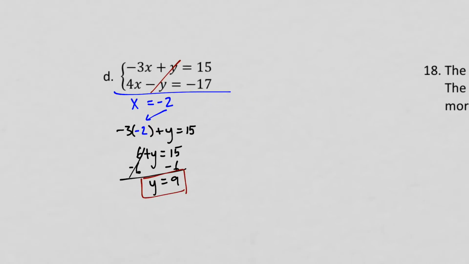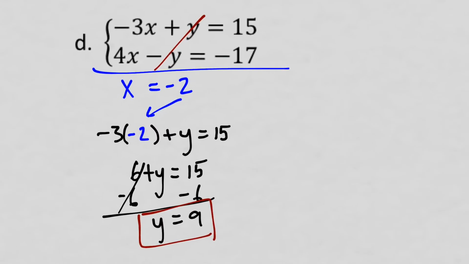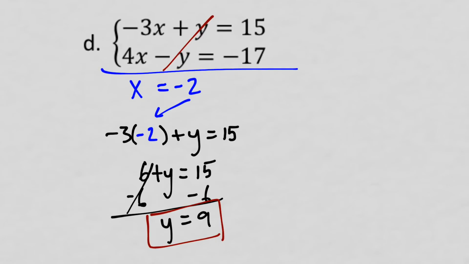In part D, I decided to not multiply at all. Just go ahead and cancel the y and the y, because they're perfectly set up to be canceled. And that left me with x equals negative 2. But that's not what it's asking for, right? It's asking for y. So what I did to find y is I took the equation.